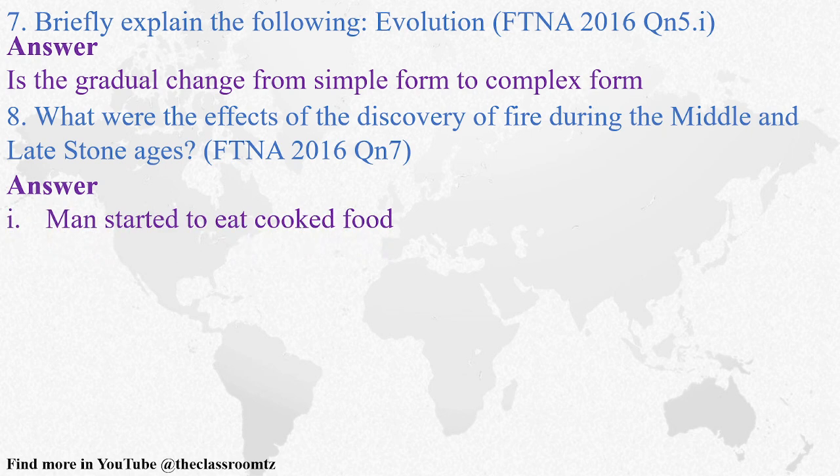First of all, man started to eat cooked food. Because of fire, man was able to cook and eat roasted food or roasted meat. It means that before that, man was eating something called raw food. Raw food means that man got the food and consumed it directly without changing its form from the raw one to at least a cooked one. So after the discovery of fire, it enabled man to eat cooked food.